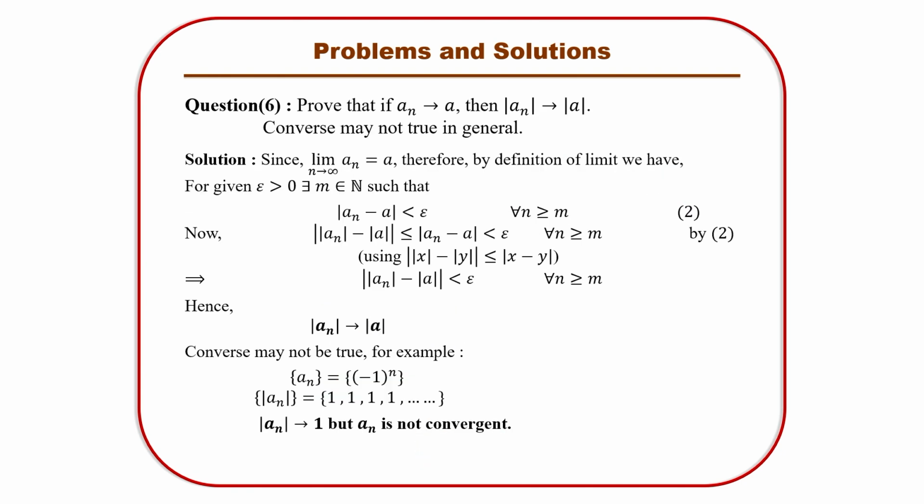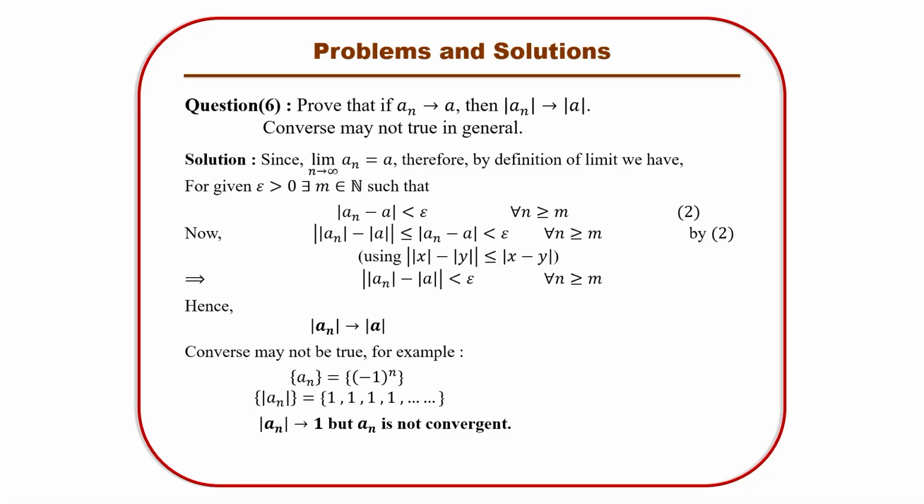Now question number 6. It is given that a sequence an is converging to a real number a. Then the sequence of moduli, that is, if I take each term as a modulus, also converges to modulus of a. This is also a good question. Why? Because the converse may not be true. We will see in a minute how the converse is not always true. So firstly, let us solve this question.